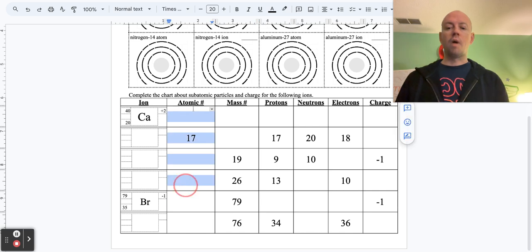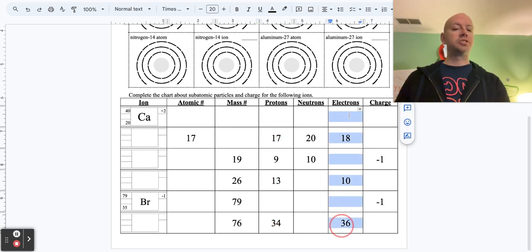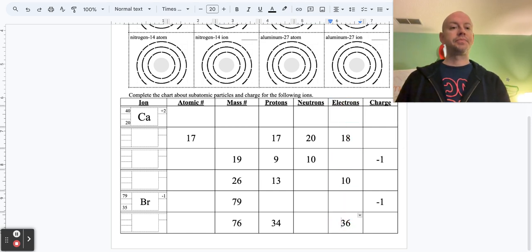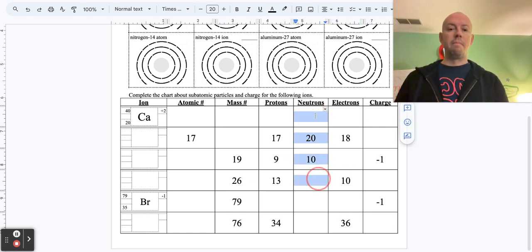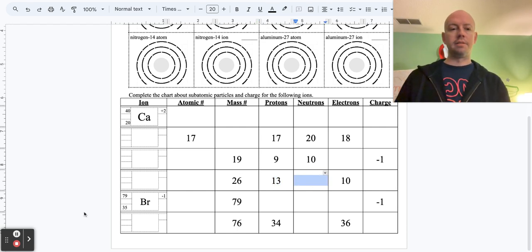And we remember whether it's an atom or an ion, atomic equals protons. That is always, always, always true. The electrons are the things that change. So we can know the electrons based upon the charge, or we can know the charge based upon the electrons. Remember, for neutrons, we get that by looking at mass and protons. 19 minus 9 told me I had 10 neutrons. So I can do this minus this, and that's how I'll fill in my neutrons for each of these columns.